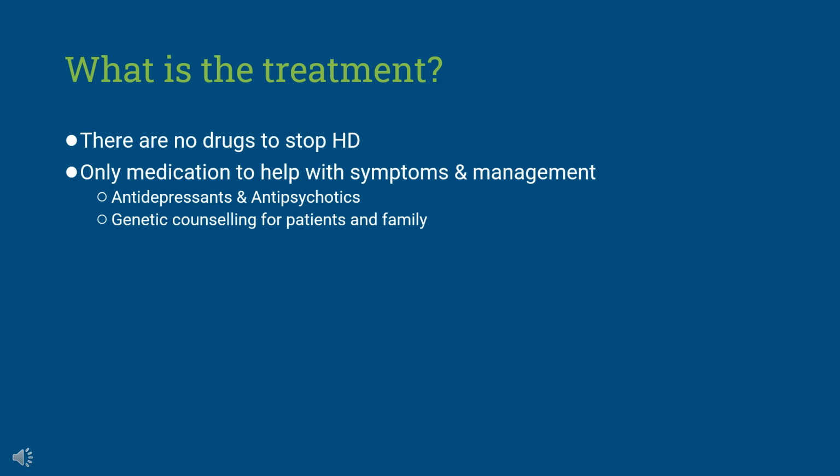What is the treatment? So, this ties in with the last slide. There are no drugs to stop Huntington's, only medication to help with the symptoms and to manage the disease. Antidepressants and antipsychotics are kind of the most common things. Also, genetic counseling for patients and family, because this would be a pretty tough time to have this diagnosed.